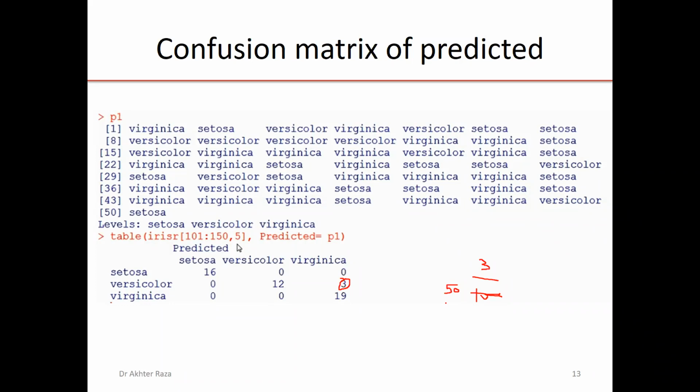Now 3 by 50 multiplied by 100 is the misclassification rate. What will the accuracy be? So this is the inaccuracy. 1 minus inaccuracy is the accuracy. 1 minus accuracy is equal to the misclassification, or 1 minus misclassification is equal to the accuracy. So you can find out these probabilities by subtracting from 1.